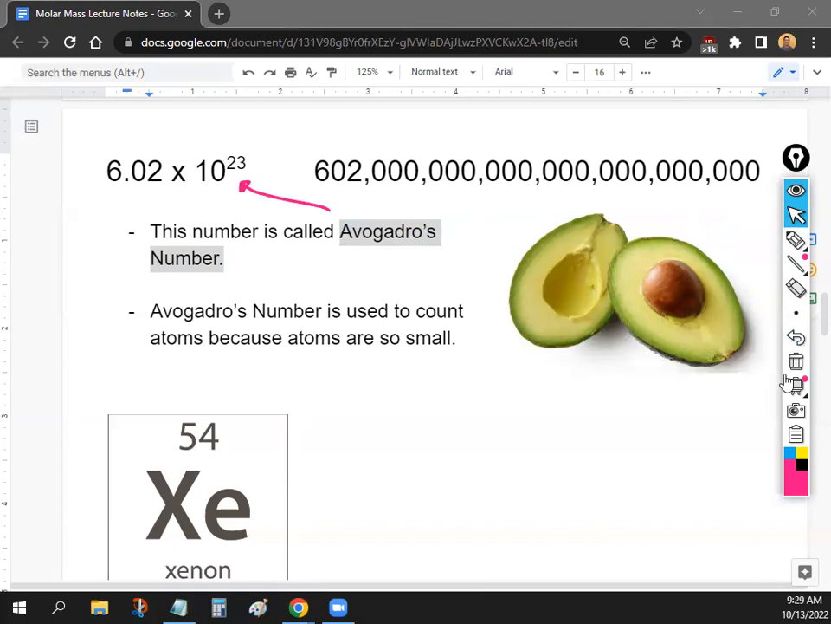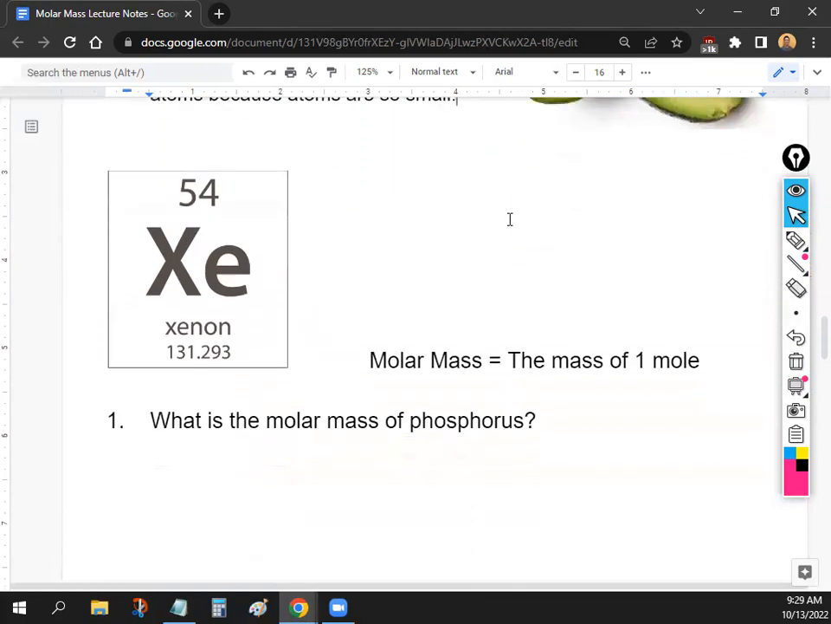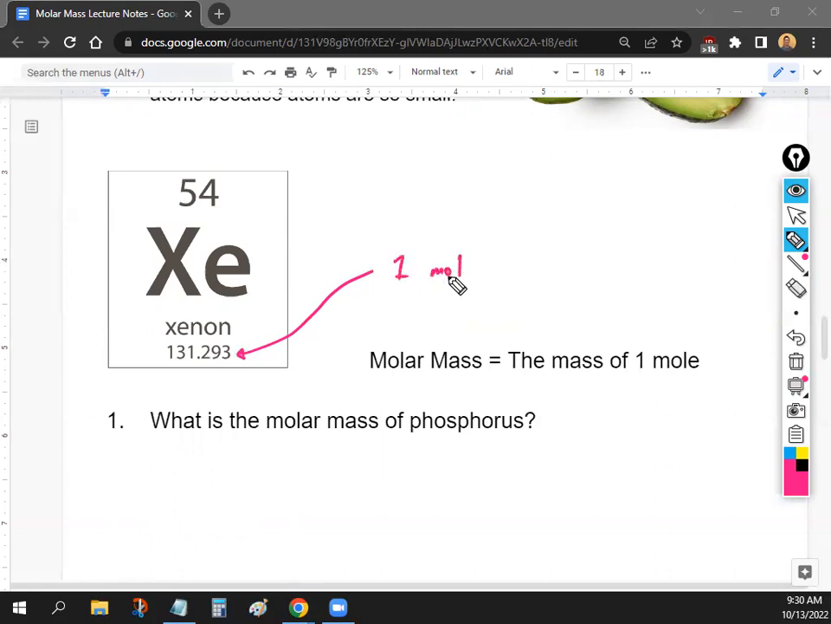Okay, so let's talk about how we can use a mole in our calculations now. Today's lesson is called molar mass, right? And molar mass is the mass of 1 mole of an element, of a molecule, whatever. So when you have 1 mole of an element, the way that you can find out how much 1 mole weighs is this number right here. So we're finally going to use that number on the bottom of the periodic table. And so the number on the bottom tells you how much 1 mole of whatever element it is weighs.